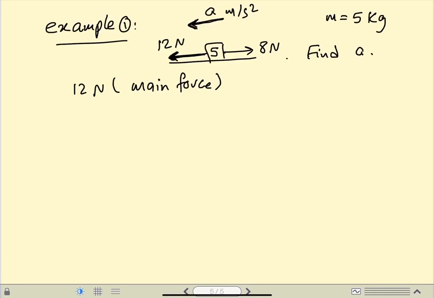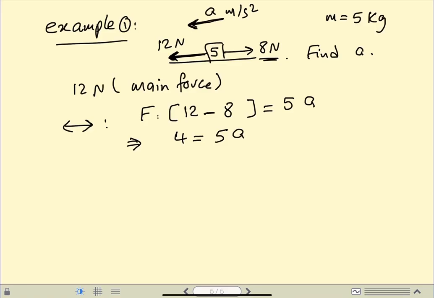So the equation of motion horizontally, we'll be using F equals MA. What is F in this case? We have two forces. 12 in the direction, and we have 8 newtons opposing 12. So it will be 12 minus 8 is equal to MA, 5 times A. Then 12 minus 8 is 4, equal to 5A. This gives us A is equal to 4 over 5 meters per second squared.